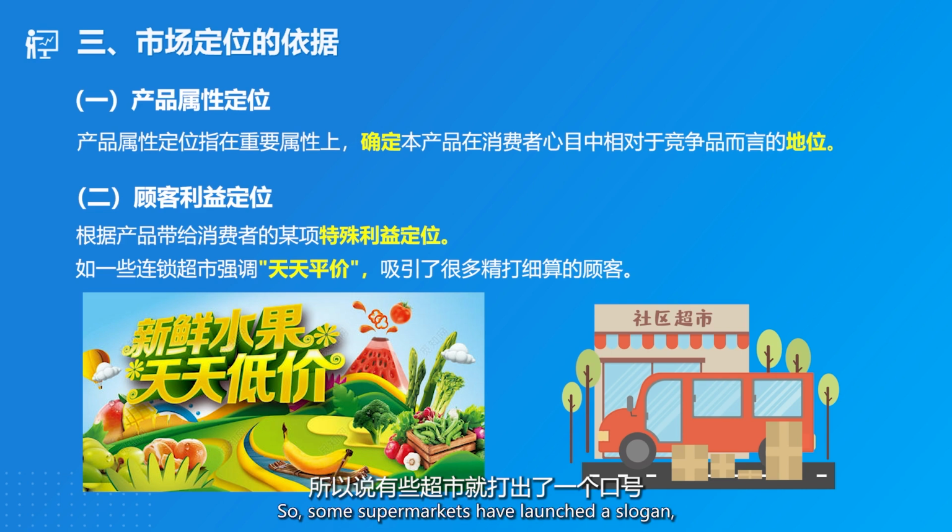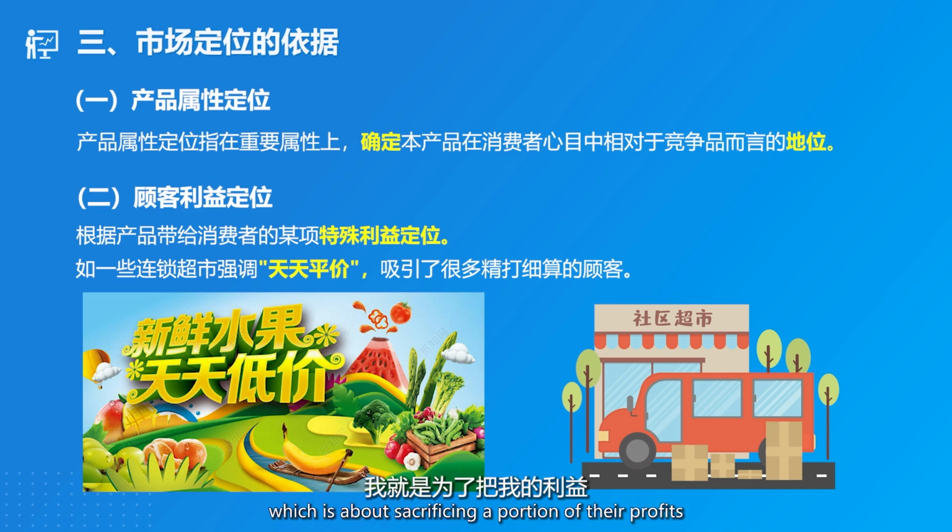So, some supermarkets have launched a slogan, which is about sacrificing a portion of their profits to give back to the customers. They promote everyday low prices, emphasizing that their products are affordable, yet not lacking in quality. Even better than some supermarkets, but affordable because I have my own competitive advantage. For example, in transportation, in marketing, I can strictly control costs. I can offer everyday low prices, and the public will come.